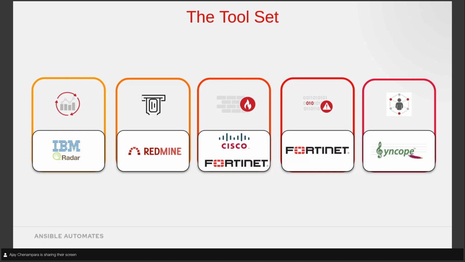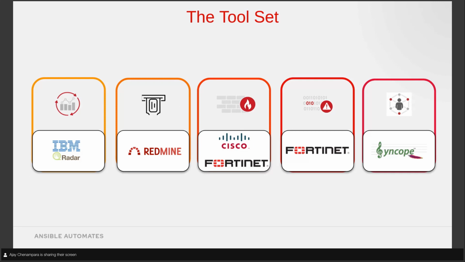So we have IBM QRadar, which is going to be a SIEM tool. A SIEM tool is a log aggregator and log correlation tool. So that's going to be able to collect logs from various sources. This may be IPS, IDS, firewalls, or even application and server logs. And using those logs, filter out and identify what might be false positives, what are very likely to be security incidents, and so on.